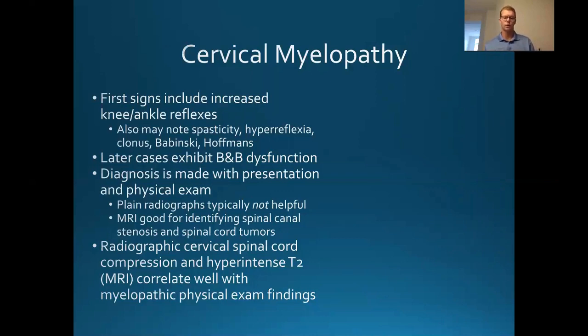Radiographic cervical spinal cord compression and hyperintense T2 correlate well with myelopathic physical exam findings. That means that if you take an MRI, especially a T2 weighted one, which specifically shows the spinal cord soft tissue, then it's going to be more indicative. It's going to show really well that the person does have cervical myelopathy.